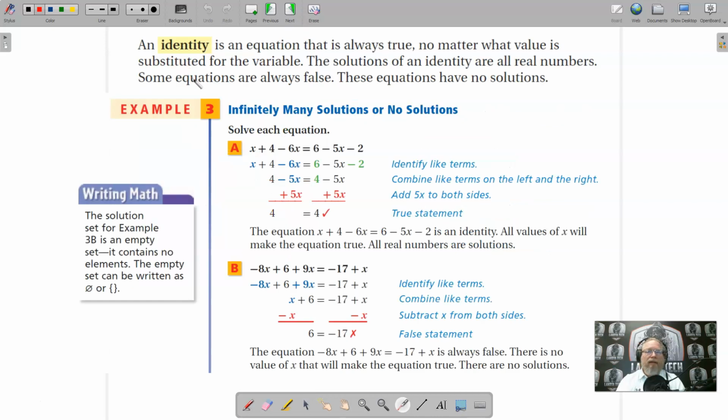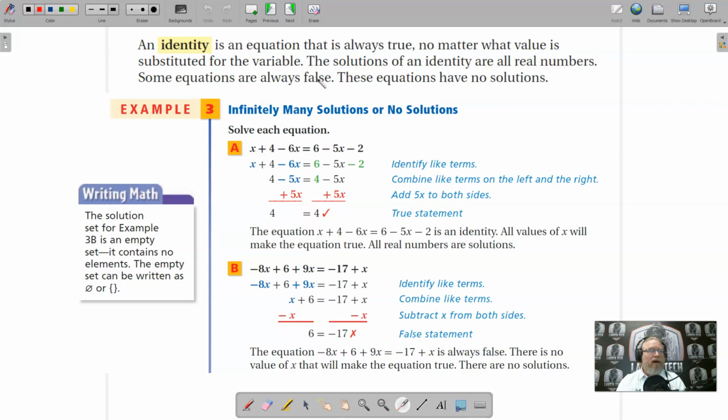All right, now we're going to talk about what is an identity. Remember, identity was our vocabulary word for this one. An identity is an equation that is always true, no matter what value is substituted for the variable. So no matter what number you plug in for x, pick any number. Positive number, negative number, rational number, irrational number, whatever number you plug in, it's going to produce a true statement. That is an identity. The solutions of an identity are all real numbers, as I was just saying.